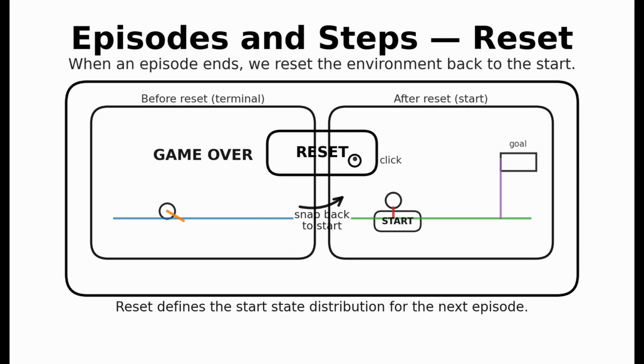Some environments don't have clear endings. Those are continuing tasks. Think of a recommendation feed. It can go forever. In those cases, we often still create artificial episodes for training convenience, like fixed-length chunks. But the mental model stays the same.